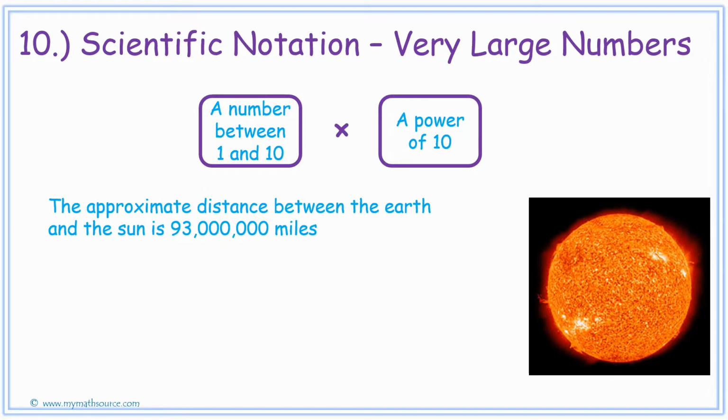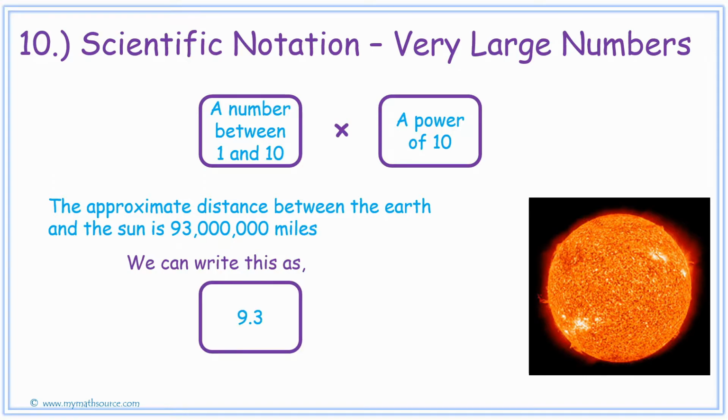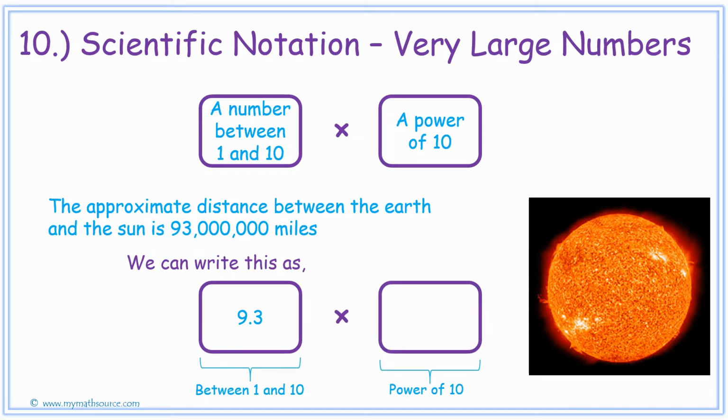So let's try this out with a very large number. The approximate distance between the Earth and the Sun is 93 million miles. We can write this number in scientific notation as a number between 1 and 10, which is 9 3/10, and then multiply the number by the base 10. Now, how do we get it as a base 10? We simply count how many times we move the decimal point from the end of the number to its current location as a number between 1 and 10. So that's 1, 2, 3, 4, 5, 6, 7. So this number is 9 3/10 times 10 to the power of 7. And that's how you write large numbers in scientific notation.